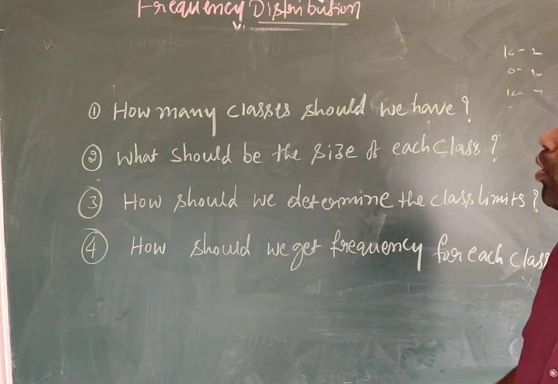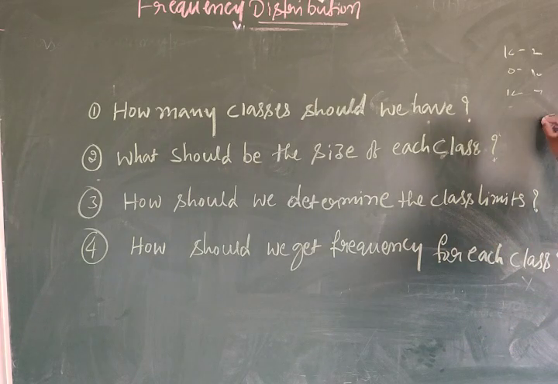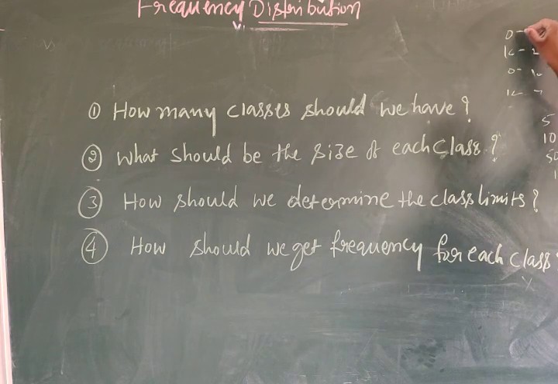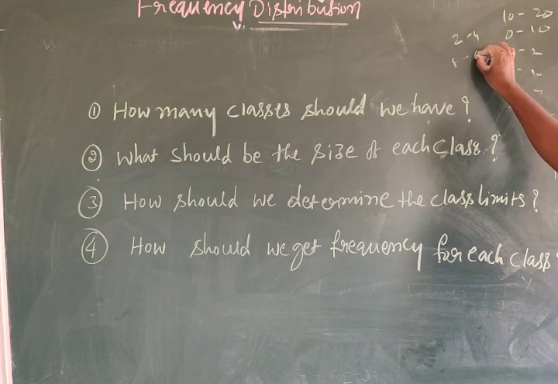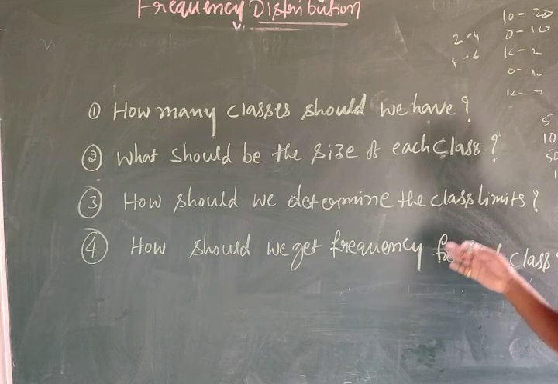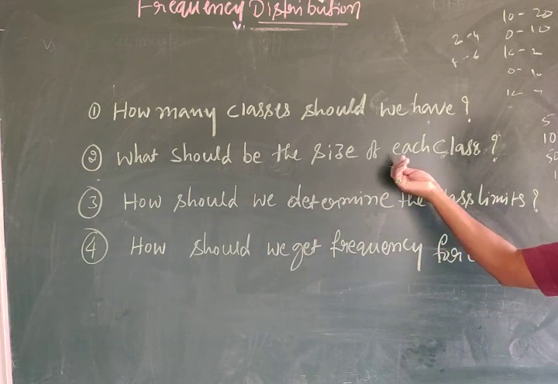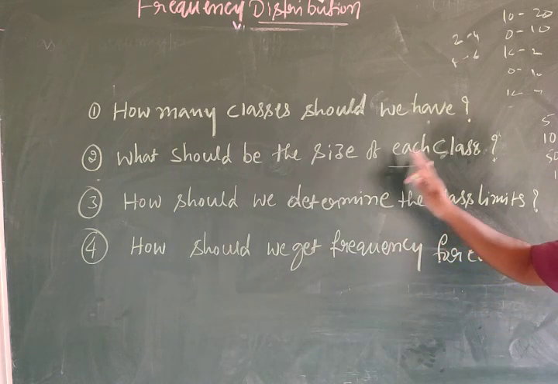The second question is, what should be the size of each class? Either 5, 10, 50, or 100. We have mentioned 0 to 10, 10 to 20, either 2 to 4, 4 to 6. First we have to select and check the size of each class. That is the second answer we should find out.